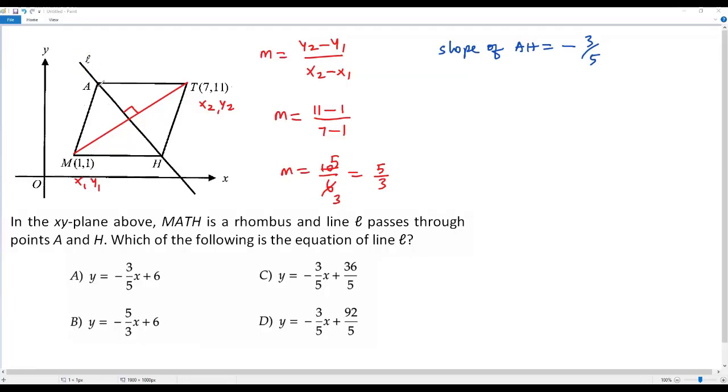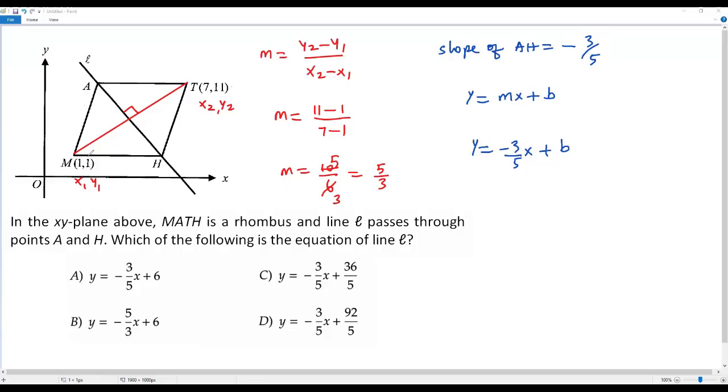Now we can write the equation of the line L in slope-intercept form, that is y equals mx plus b. So here m refers to slope. The slope of line L is negative 3 over 5. We can plug in negative 3 over 5 for m, then we get y equals negative 3 over 5 times x plus b. Here this b refers to the y coordinate of the y-intercept. That is the value on the y-axis where the line intersects.